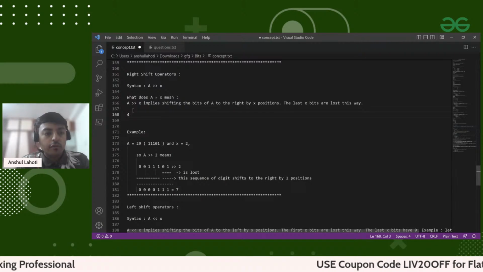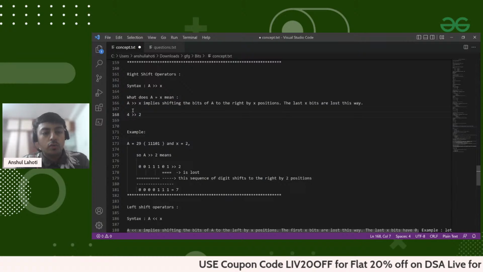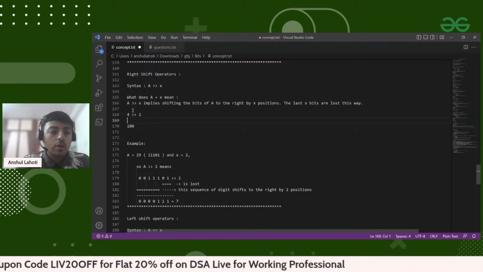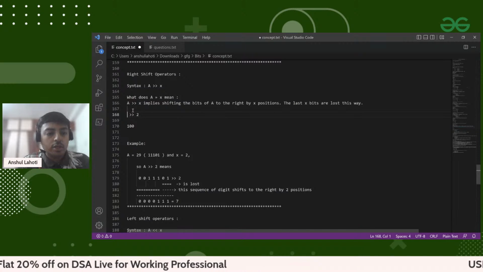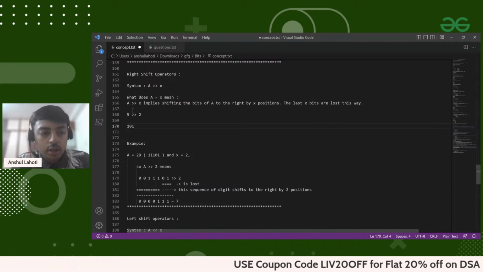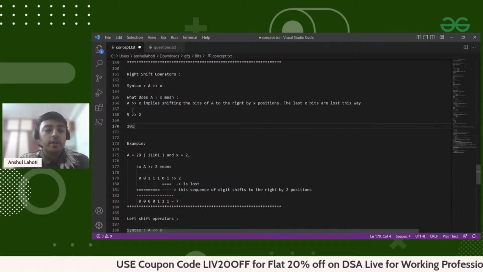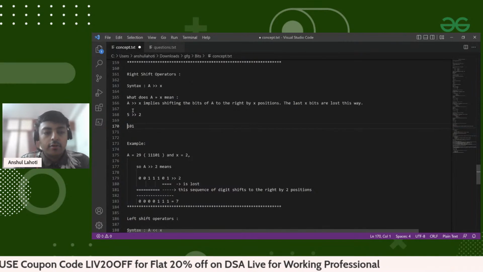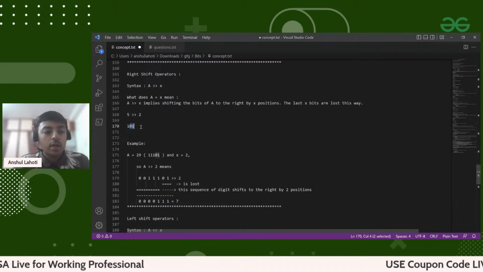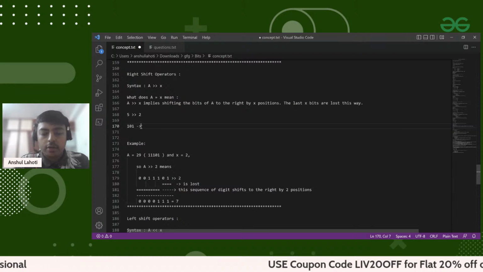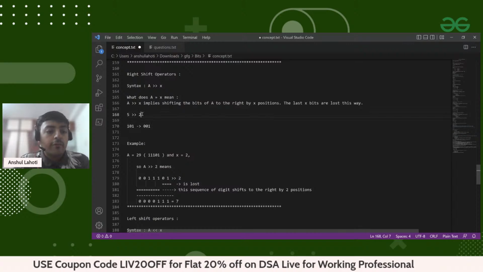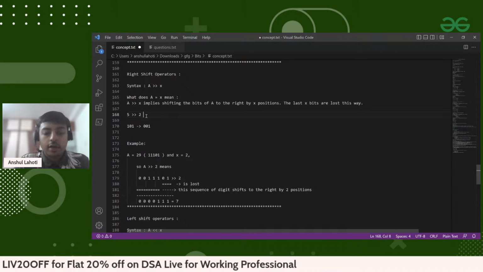So 4 right shift by 2. Let's take the example of 5, so it will be easier to understand. The binary representation of 5 is 101. So we will right shift it by 2. Here x is 2. So we will lose the last two positions and shift right. So 5 right shift by 2, we get the value 1.